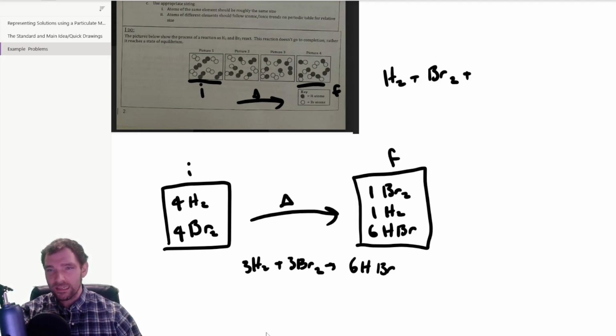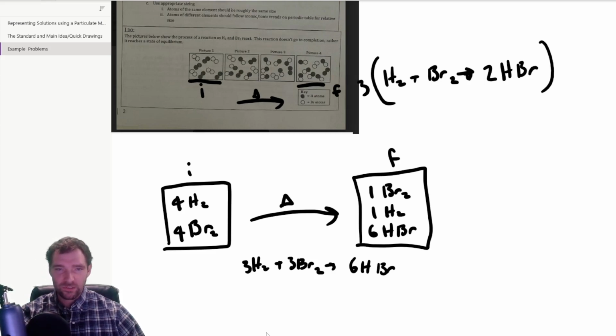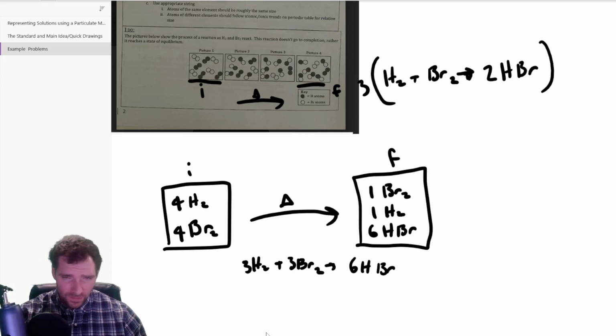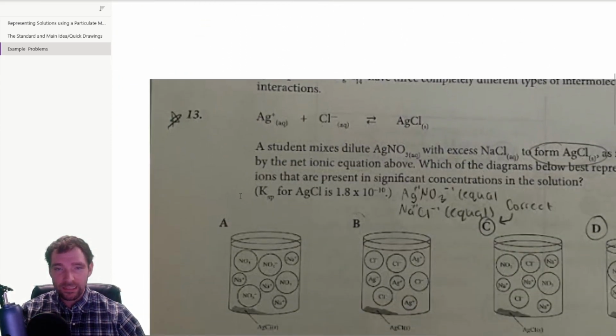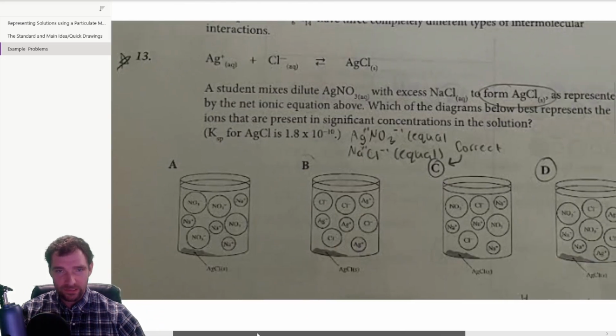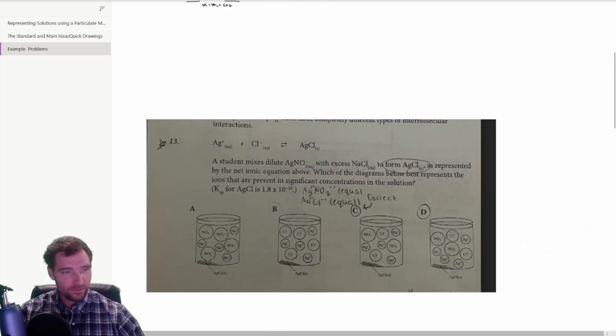So if we have these guys, the regular balanced reaction, you could just imagine that, right? But you can see that you've had three sets of those reactions going from the initial to the final. That's the main idea. And then we're going to take that same sort of thinking and try to apply it to this problem, number 13.